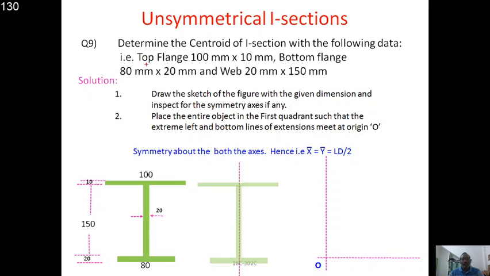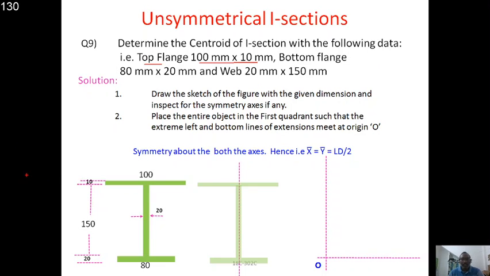The flange at the top is given as 100 mm by 10 mm, hence this is 100 mm and 10 mm. The bottom flange is given as 80 mm by 20 mm, so this is 80 mm and this height is 20 mm, and web 20 mm by 150 mm. 20 mm is the thickness of the web and 150 mm is the height in between the flanges.